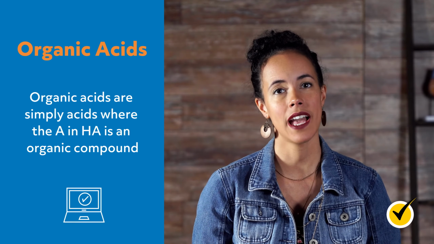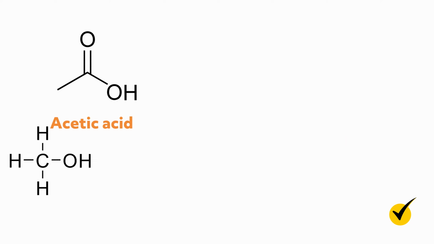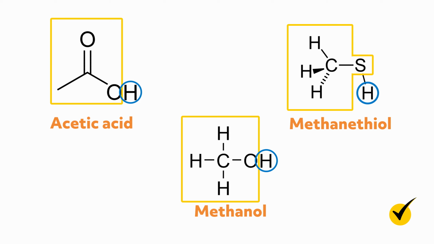Organic acids are simply acids where the A in HA is an organic compound. Let's consider some examples. Acetic acid, methanol, and methanethiol all possess acidic protons, hydrogen ions that are easily donated. These are highlighted in blue. The A portion, the organic frame, is highlighted in yellow. You'll notice, however, that while all these compounds have carbon frames, none of the acidic protons are actually attached to a carbon atom. Instead, they are attached to oxygen, sulfur, or nitrogen atoms.